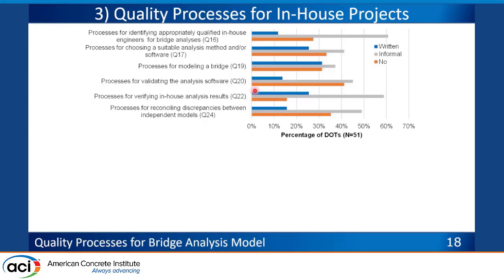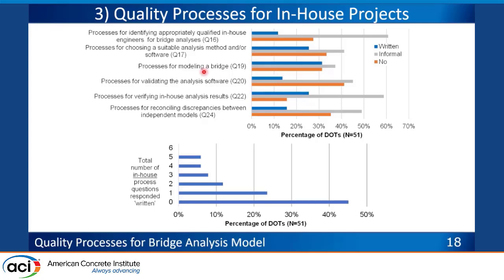So if you look at the total number of processes, you will see almost 45%, almost half of the DOTs have 0 written processes for all 6 questions. And only about 7-8% have written processes for 5 of these, and not a single DOT has written processes for all 6. So this shows there is definitely a need for more research and development in terms of quality processes of bridge analysis models.